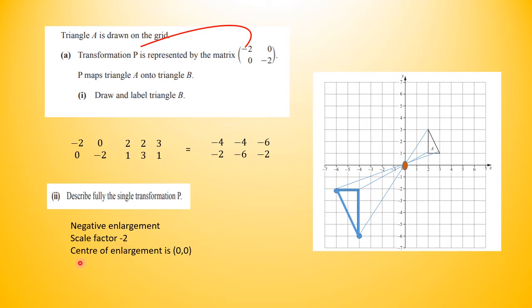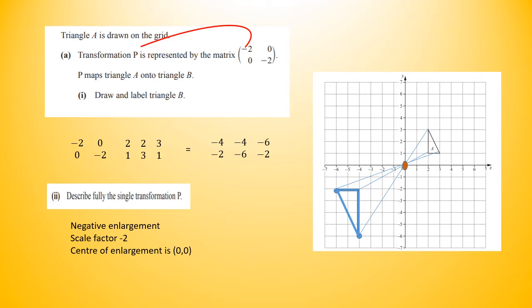Not only that, you also have to find the center of the enlargement. How do you find the center of the enlargement? By joining the corresponding corners of the two triangles, and all the lines would pass through one particular point. This is called the center of enlargement. And when you're writing the single transformation P, firstly you have to say that it's a negative enlargement with a scale factor -2, and the center of enlargement is 0, 0.